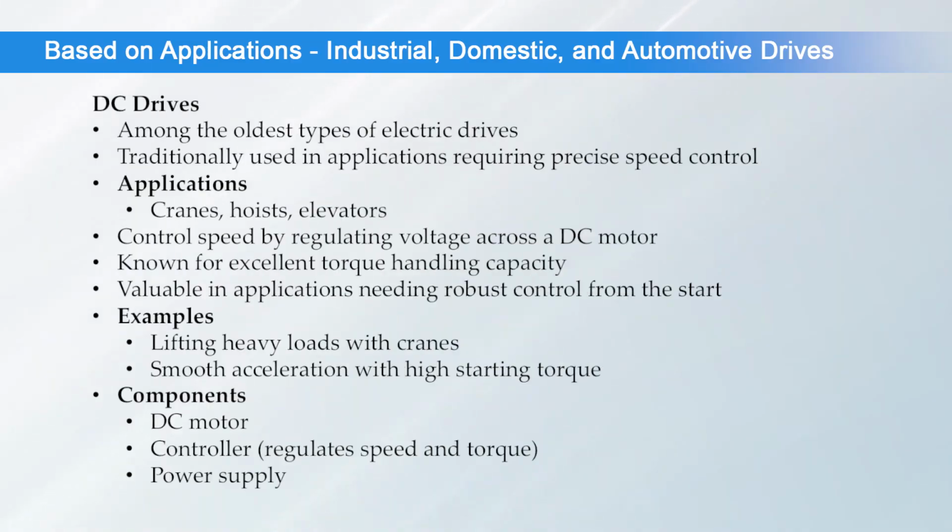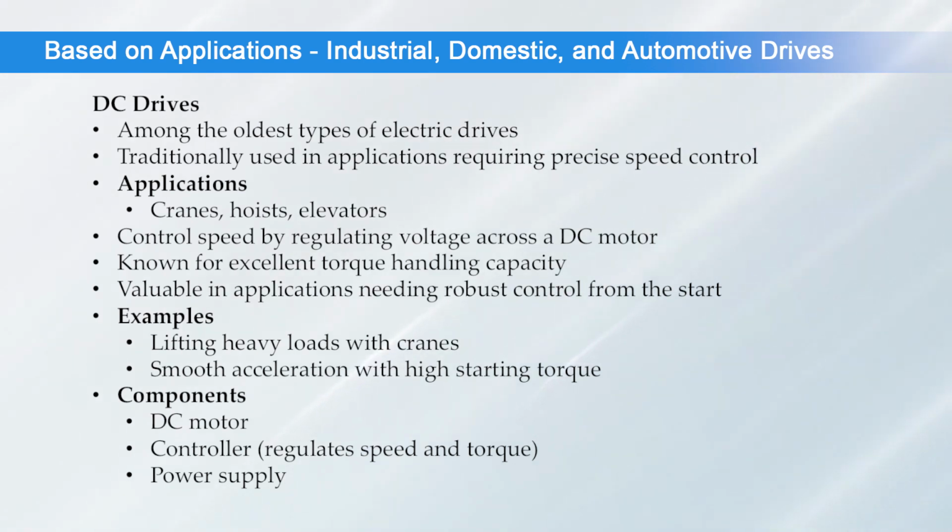After looking into the classification, let us delve into the 4 fundamental types of drives, each catering to specific requirements and applications. Let us start with the DC drives. They are among the oldest type of electric drives, traditionally used in applications where the speed control has to be precise, such as cranes, hoists and elevators. They regulate the voltage across a DC motor to control its speed.